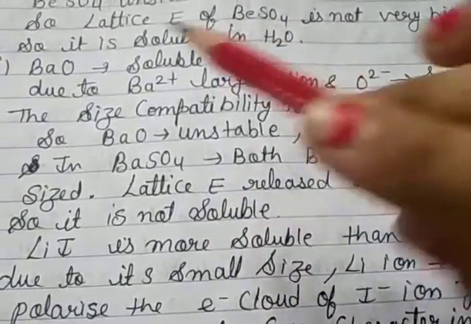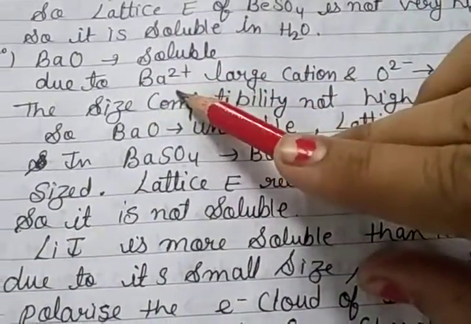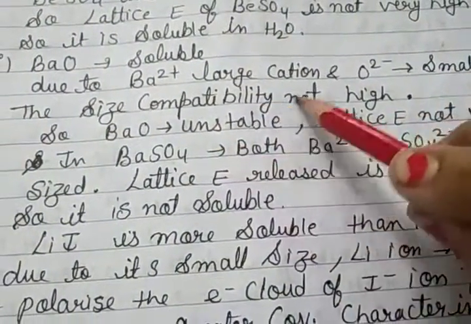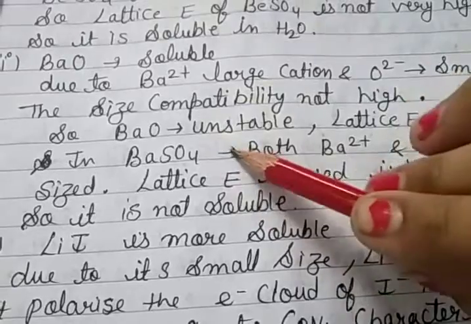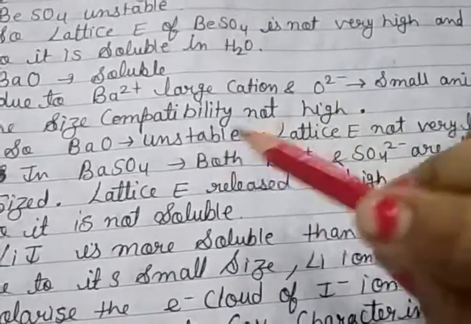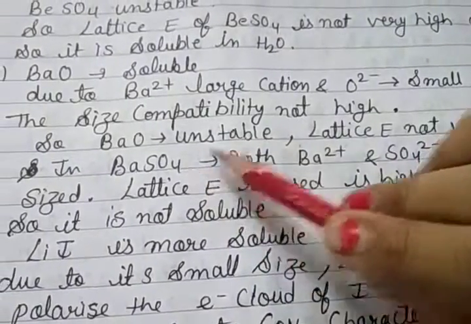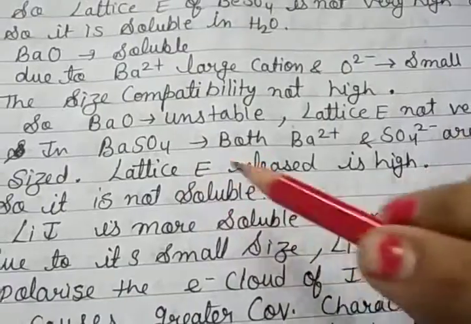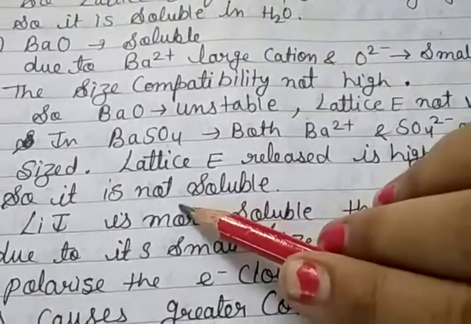Okay. So barium oxide is soluble because barium 2 plus is a large cation and O2 minus is a small anion. So size compatibility is not high. So barium oxide is unstable, and its lattice energy is not very large. But in barium sulfate, both barium 2 plus and sulfate ions are large. So the lattice energy released is high. So it is not soluble.